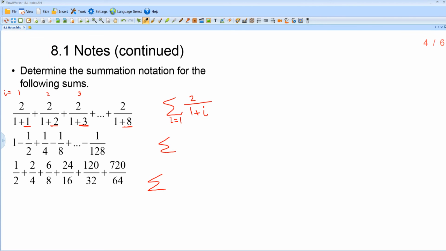And then it's ending right here, which would be at 8. So that's how we write that first one, and that's all we're doing there. We're not actually finding the sum. It doesn't ask for that. It just asks for the summation notation.